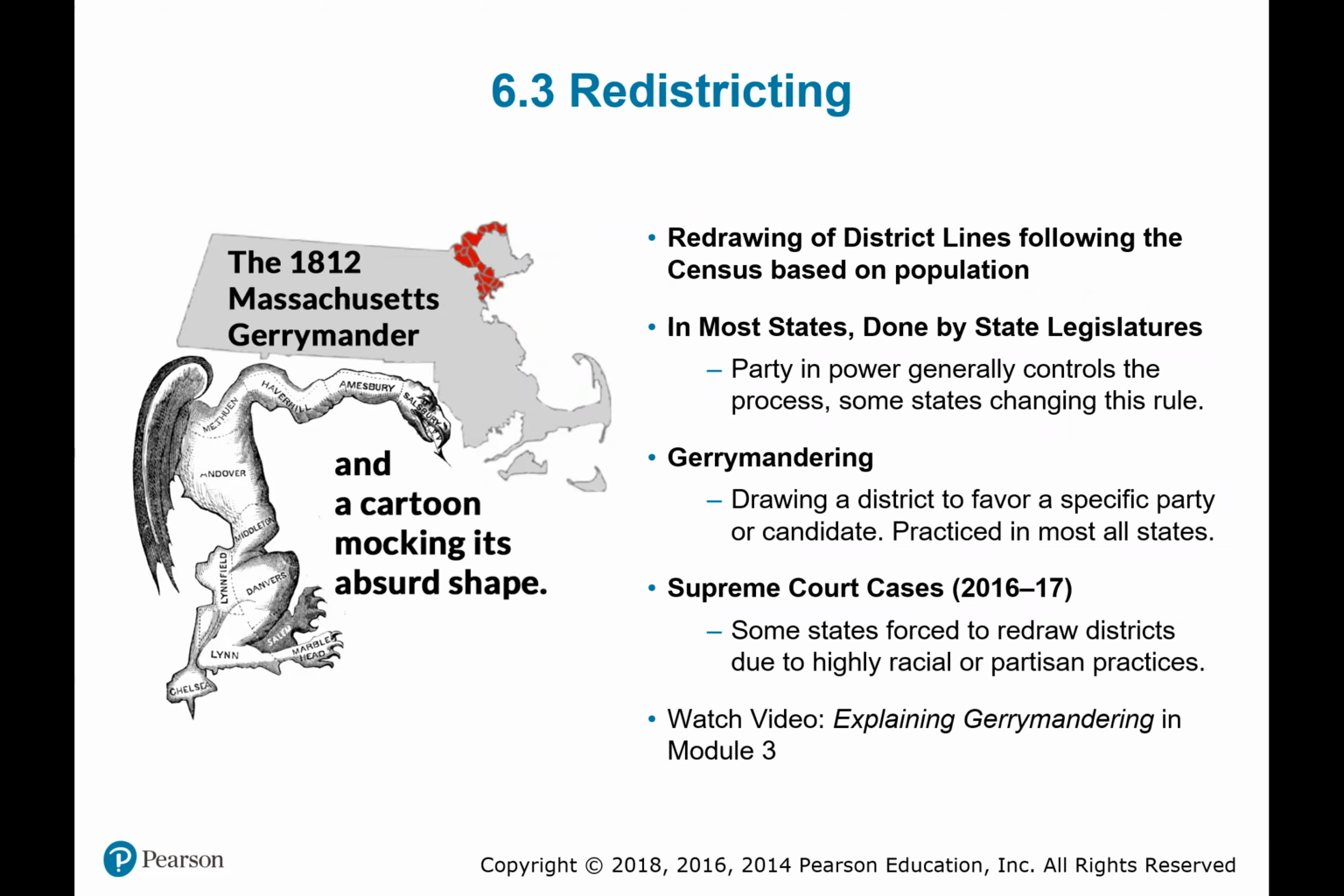Supreme Court cases in 2016 and 17, you did see some action there, though it's a fairly conservative court. And some states were forced to redraw districts due to a highly racial or partisan practice. So in the case of Texas, you saw issues with race brought up, and so they had to go back. This is, again, where I'm going to have you make sure that you're watching the videos in the module and watch the short video explaining gerrymandering in module 3, and that gives you a good overview of this process.